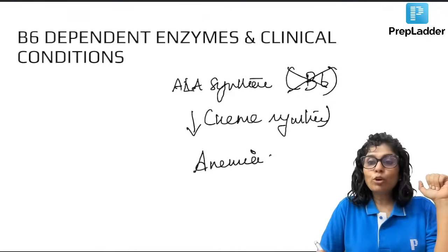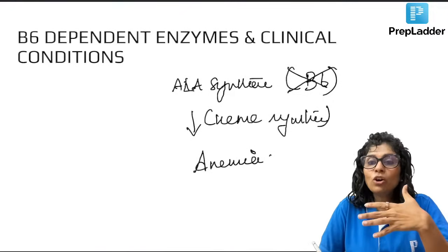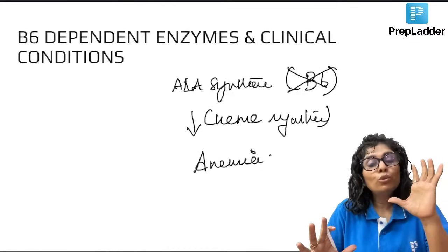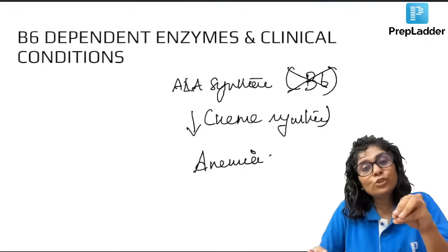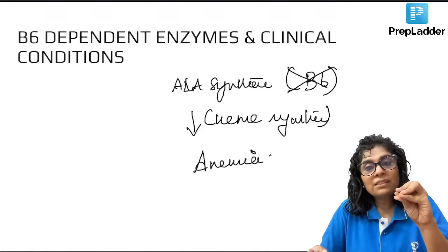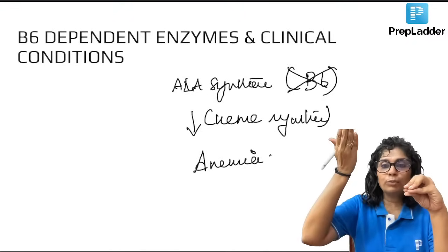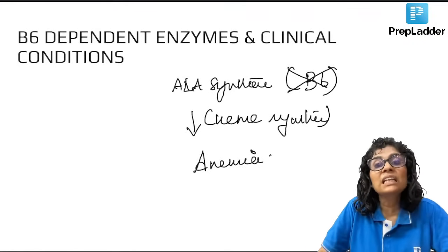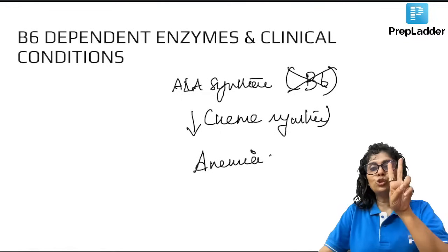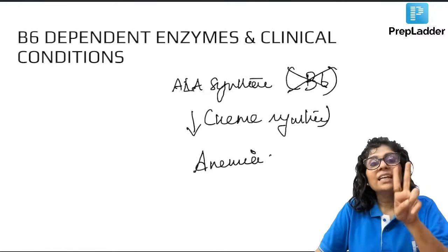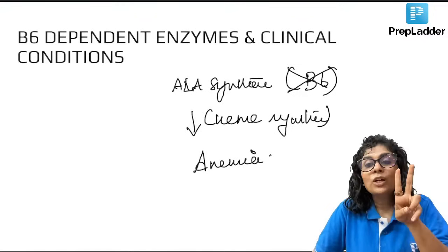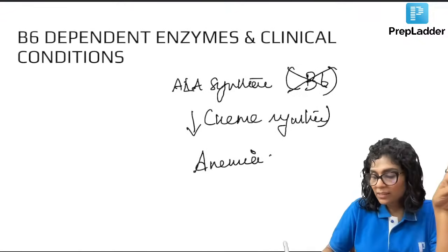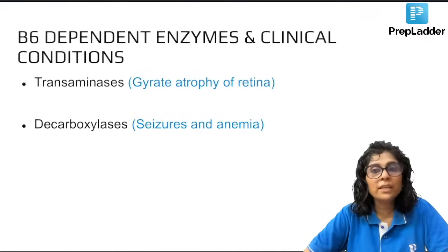To put it in a positive note, whatever may be the cause of anemia, it can be an iron deficiency anemia, don't just give iron, add B6 to it. When you add B6 to it, ALA synthase is stimulated, heme is synthesized, and the anemia can be treated quickly. So tell me, what are the two clinical conditions that are responsive to B6 because decarboxylases are dependent on B6? One is seizure, the other one is anemia.